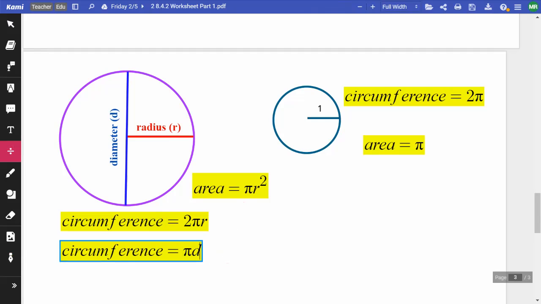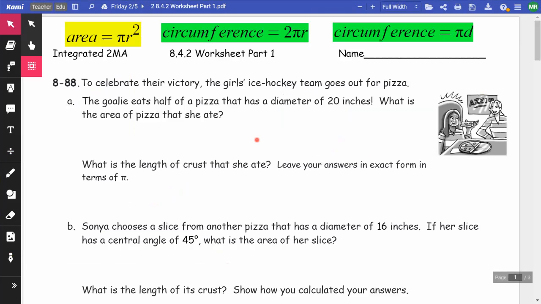So now let's get to the actual work. I put up here that the area of a circle is pi r squared, circumference is 2 pi r, and circumference is also pi times diameter. So in this problem, to celebrate their victory, the girls' ice hockey team goes out for pizza. The goalie eats half of a pizza that has a diameter of 20 inches. What is the area of the pizza that she ate?